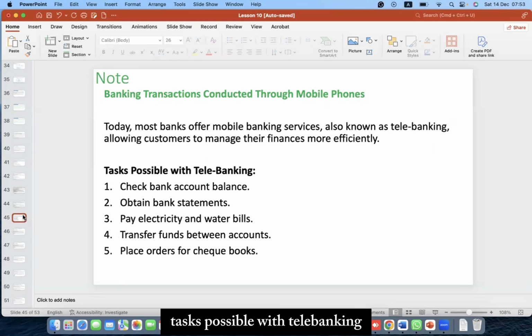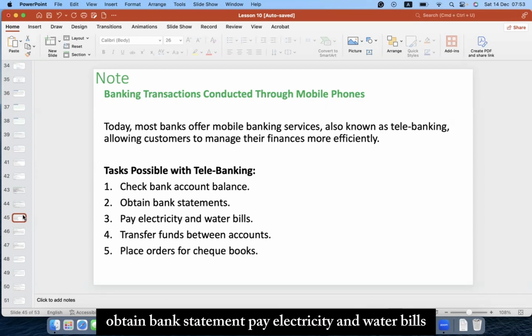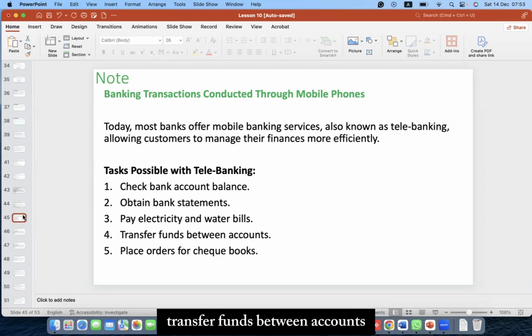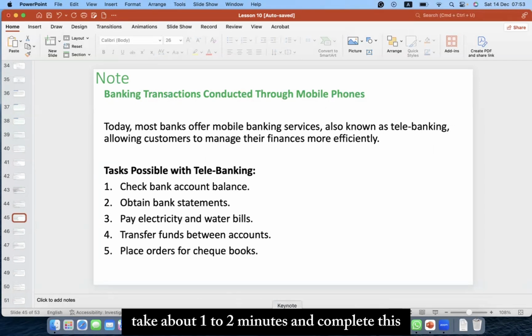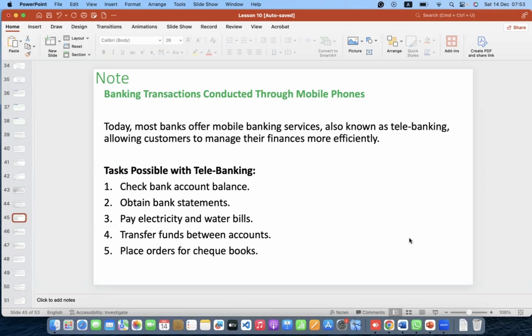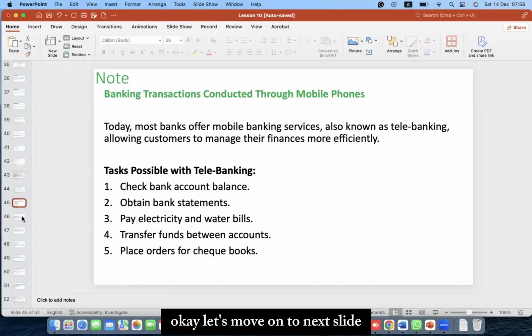Tasks possible with telebanking: check bank account balance, obtain bank statement, pay electricity and water bills, transfer funds between accounts, place order for checkbooks. Okay, quickly write this. Take about 1 to 2 minutes and complete this. Okay, let's move on to the next slide.